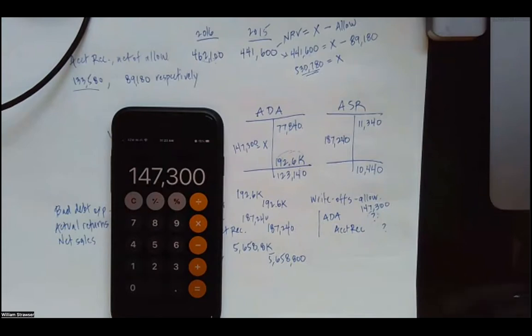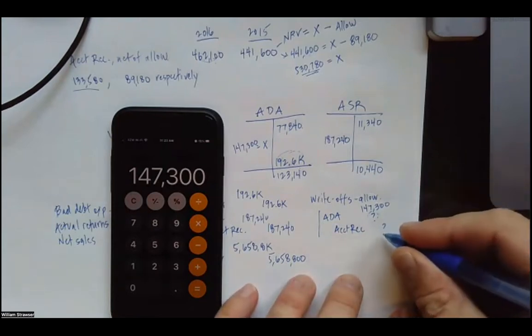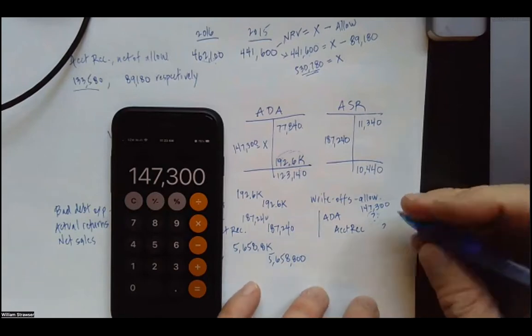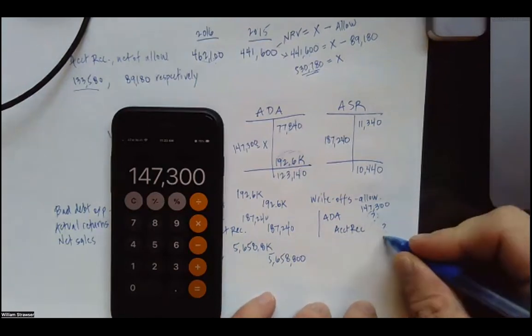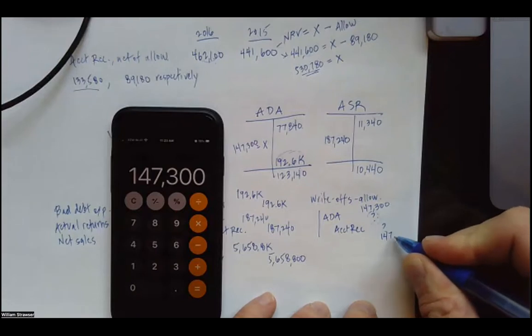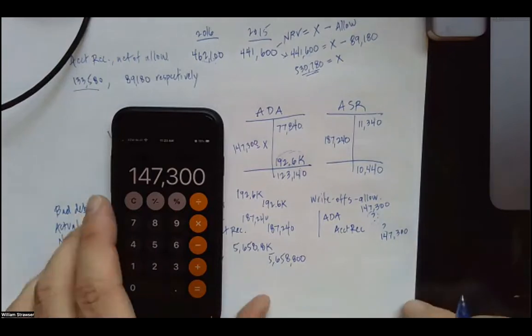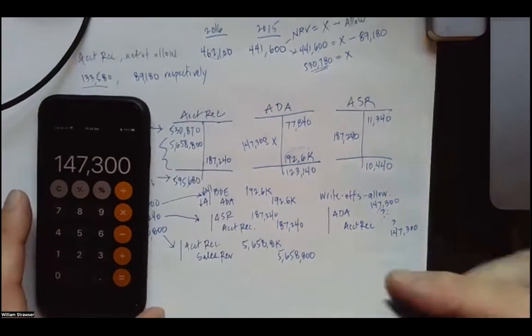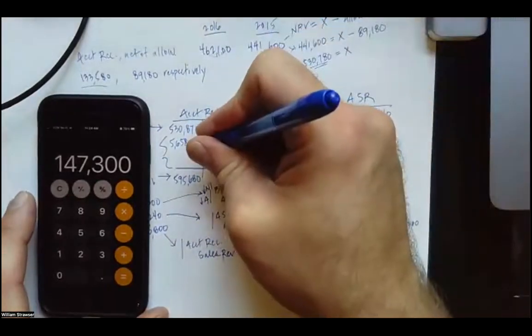We're going to get to the gross sales, but not yet. That's like the next question. We'll take it one at a time for now. And then this also translates over into my accounts receivable. And that gives me another piece of the accounts receivable account that I did not have before.